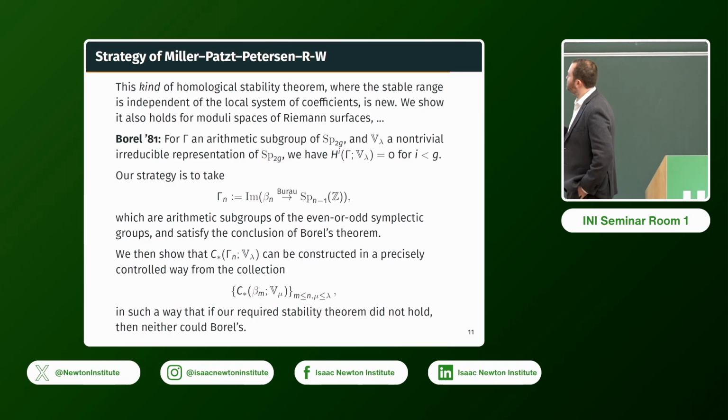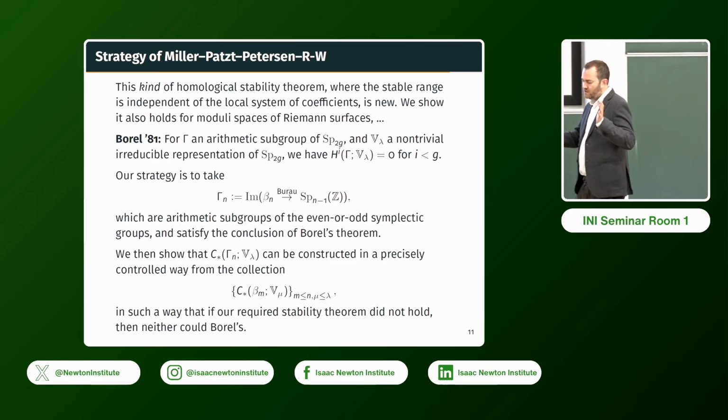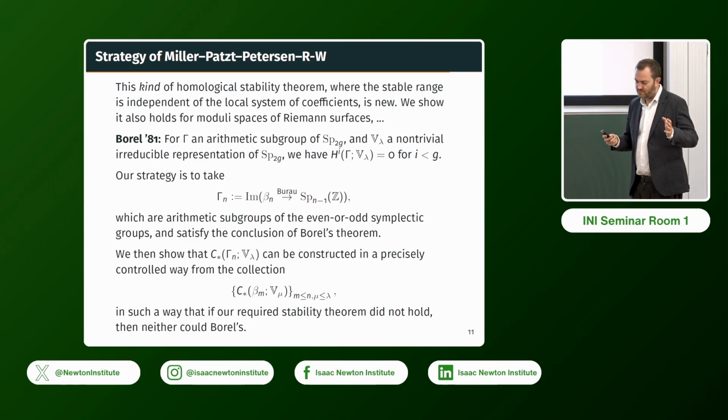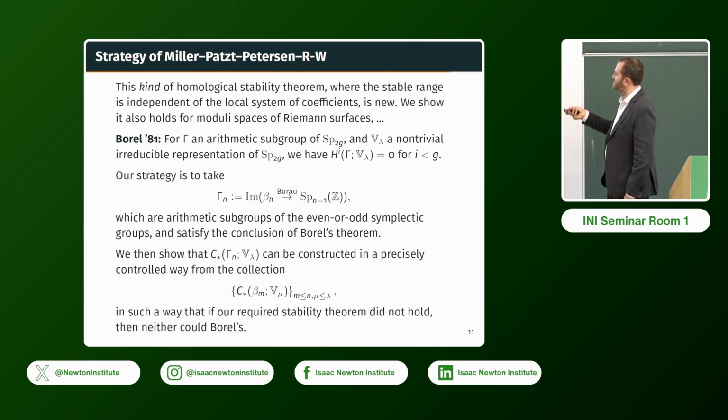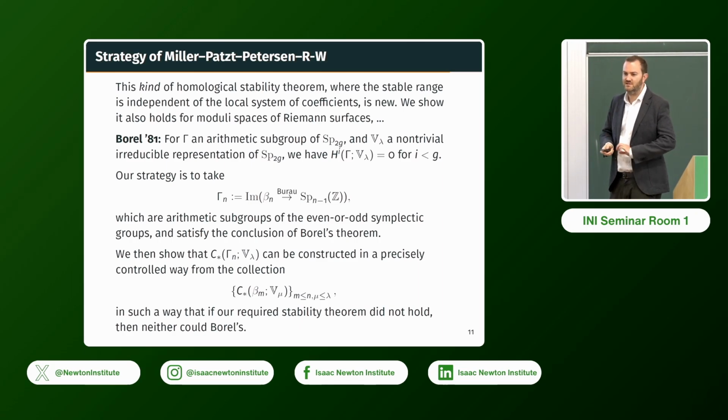So what we show is that you can construct the chains on these groups with coefficients in something in a precisely controlled way from all the chains on all the braid groups of smaller index on all the V mu's of smaller mu. So there's a recipe. It's not very explicit. In a rough sense, it says there's a spectral sequence going from these to that, roughly, but it's a bit more precise than that.